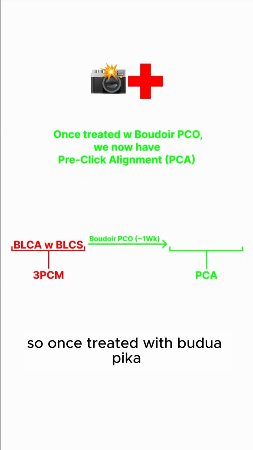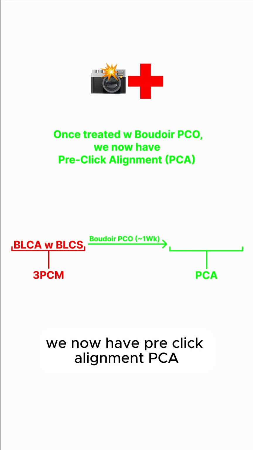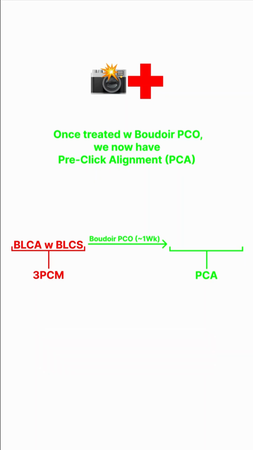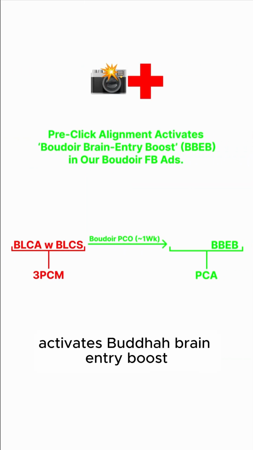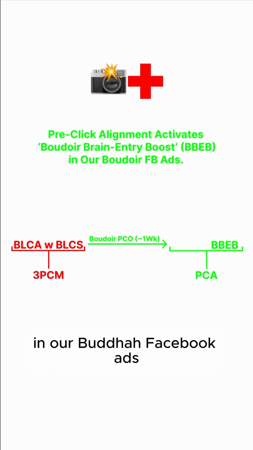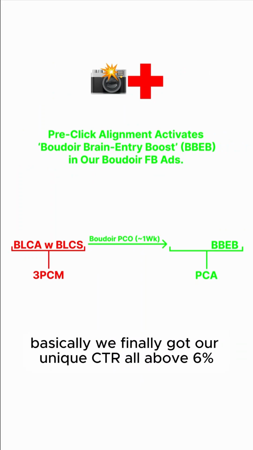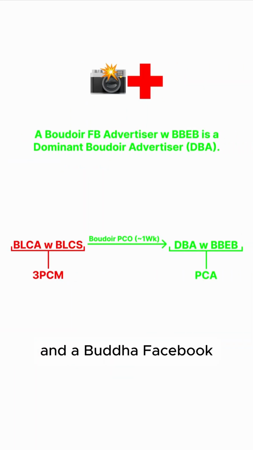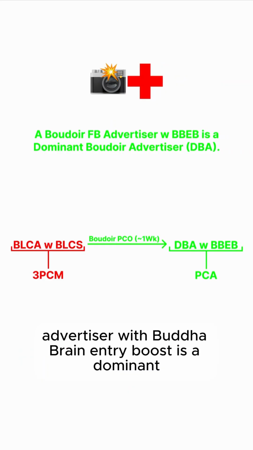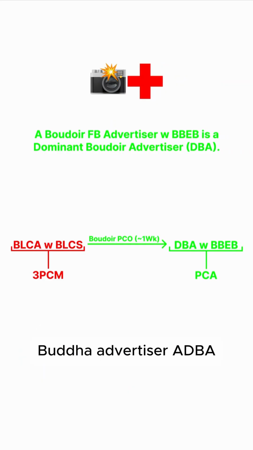So once treated with Boudoir Pico, we now have pre-click alignment, PCA. So we get rid of the 3 pre-click mistakes. We achieve PCA, pre-click alignment. Pre-click alignment activates Boudoir brain entry boost in our Boudoir Facebook ads. Basically, we finally get our unique CTR above 6%. And a Boudoir Facebook advertiser with Boudoir brain entry boost is a dominant Boudoir advertiser, ADBA.